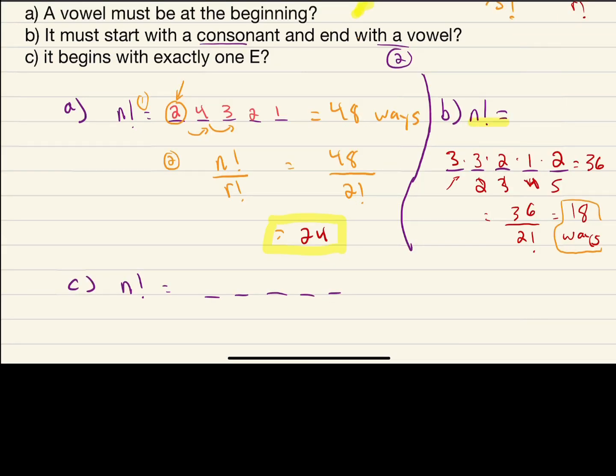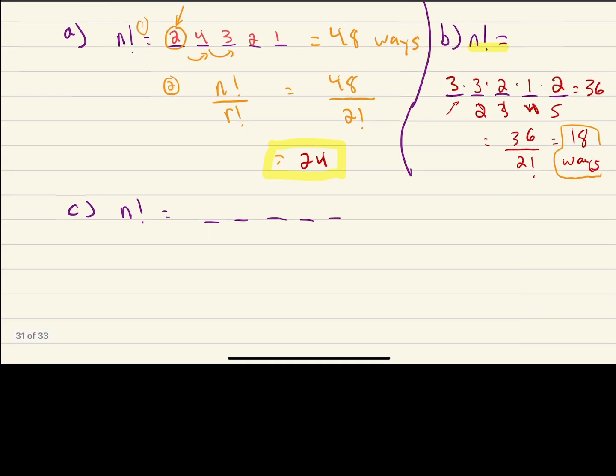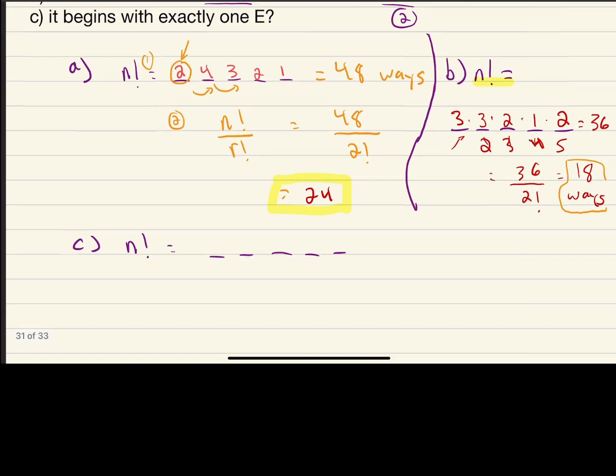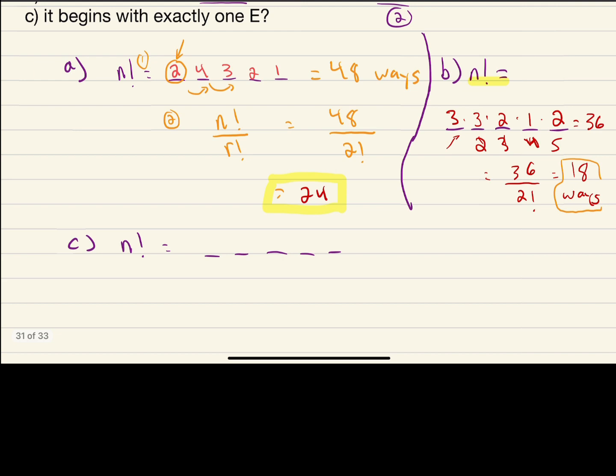Lastly, the final restriction: if it begins with exactly 1 E. As per usual, I've expanded my factorial into different parts of the set here. We know that it's going to begin with exactly one E, and there are two E's that it could possibly begin with. So the beginning has a possibility of 2. And then from there, after 1 is chosen, the rest is going to be figured out.